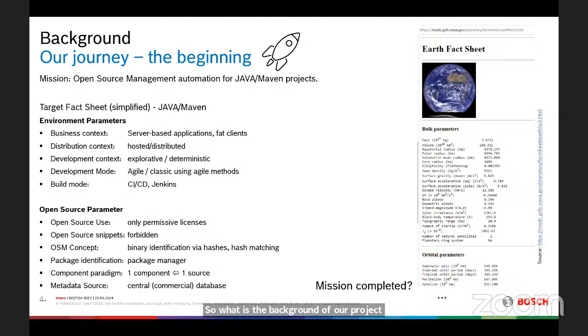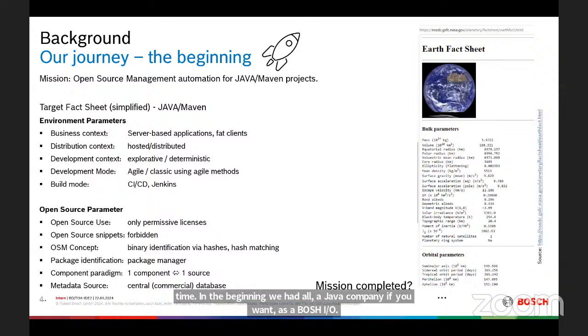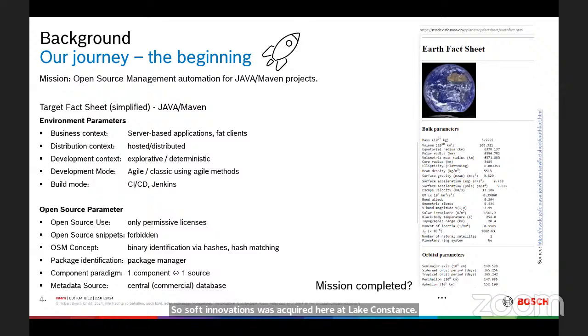So what is the background of our project? Here I give you a little bit of background, as now this is the only really organizational specific part of this. Where we are coming from as Bosch, or we used to be Bosch IO at that time. In the beginning, we had a Java company, if you want, as Bosch IO. So Bosch Software Innovations was acquired here at Lake Constance, and we had a lot of Java Maven projects, server-based applications, fat clients. So this was our universe, if you want.